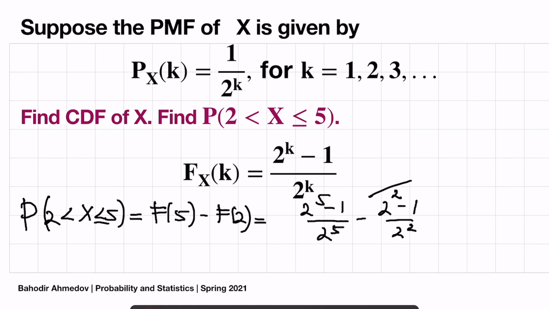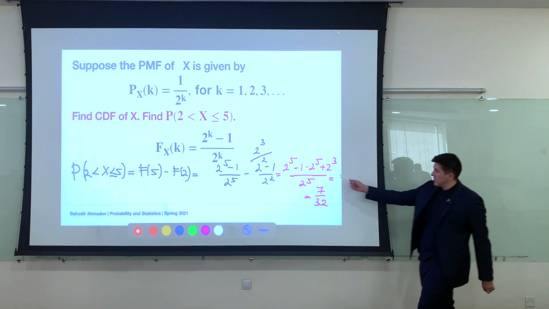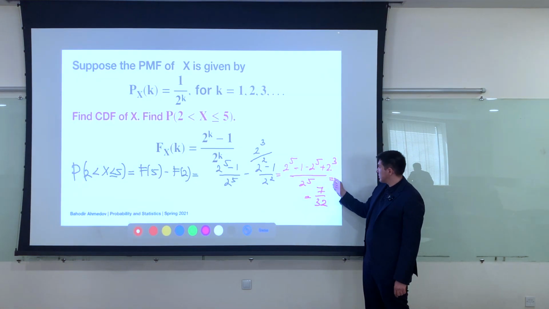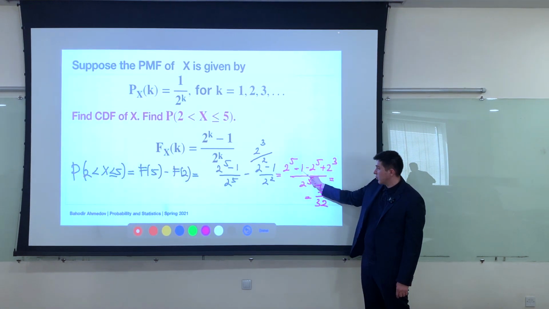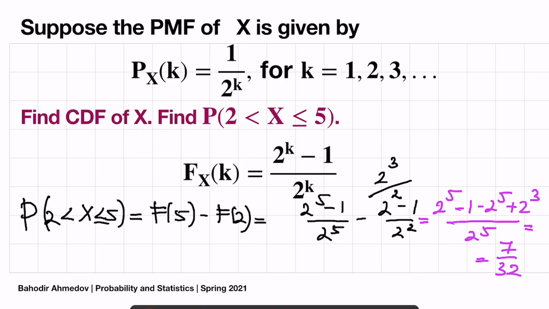So I'm going to give the common denominator 2 to the power of 5 to the next term. It is going to be 2 to the power of 5 minus 1 minus 2 to the power of 5 plus 2 to the power of 3, divided by 2 to the power of 5, right? And if you simplify the terms out, it is going to be equal to 7 over 32. Because you can cancel these 2 to the power of 5s. This is going to be 2 to the power of 3, which is 8, minus 1, 7, divided by 32. Okay? You can do this easier, actually, or differently.